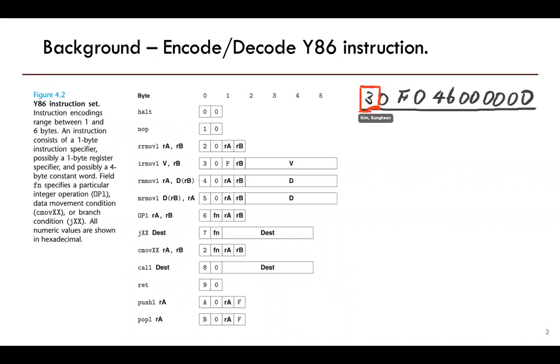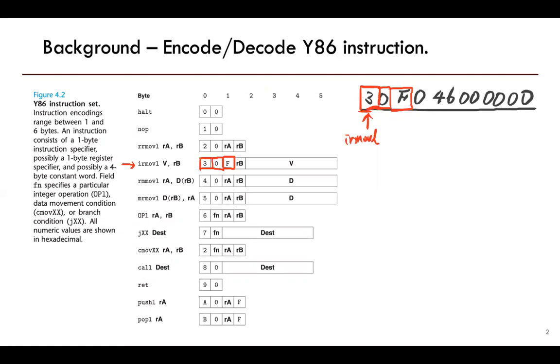So we read the first 4 bits, which is 3. Then we can check and find it is the IR move instruction. Okay, this is the IR move instruction. So then we know we can follow this format. The second 4 bits have no meaning, so we just ignore this part. And then the next 4 bits must be F, otherwise the machine code is malformed, right? So, okay, we have F here.